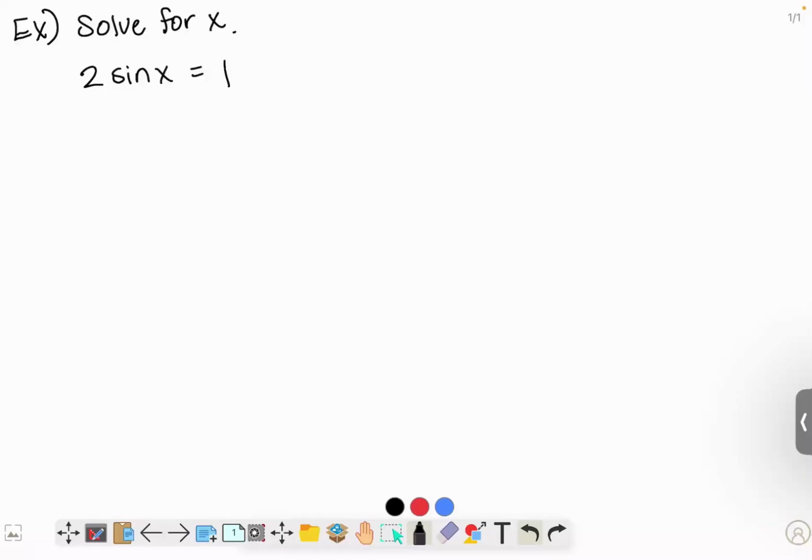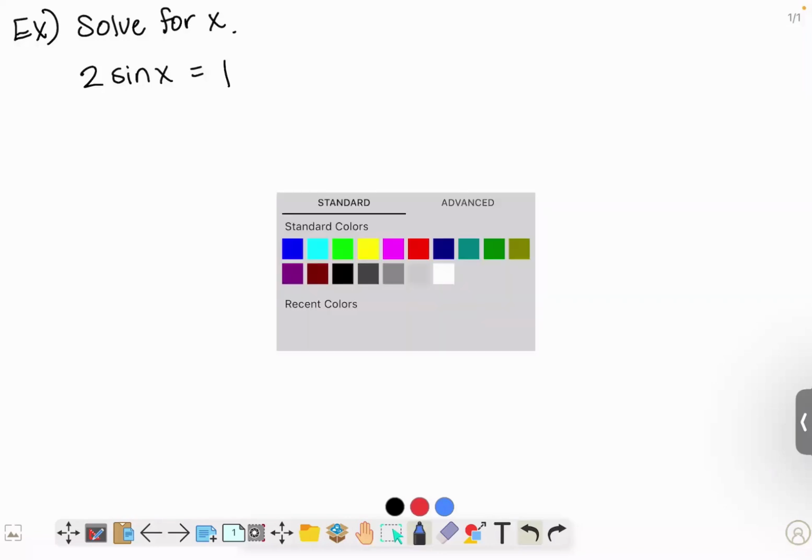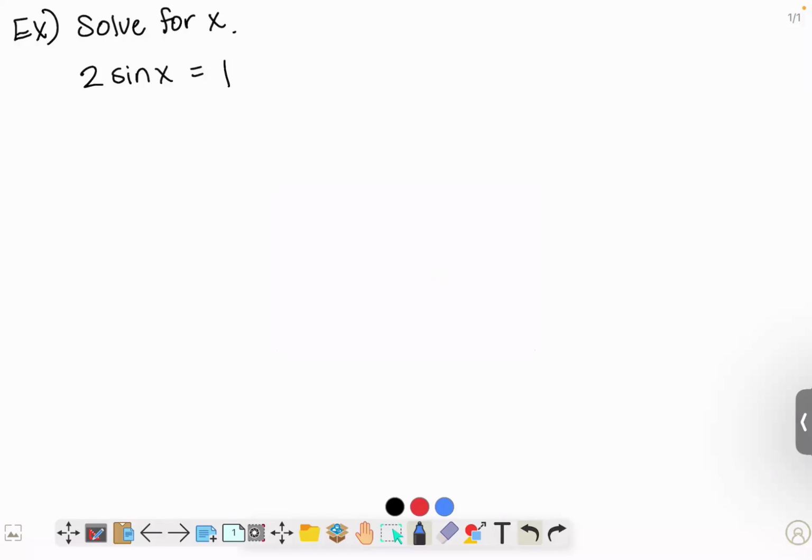So here we're trying to solve for x, but x is inside of a sine function, the input of a sine function. So first thing we're going to do is get the sine by itself. This one is multiplied by 2, so we need to undo this multiplication by 2, and we'll do that using division, so dividing both the right side and the left side of the equation by 2. So on the left side, the 2's cancel, and I'm just left with sine x. On the right side, I'm going to leave this as a fraction, 1 over 2.